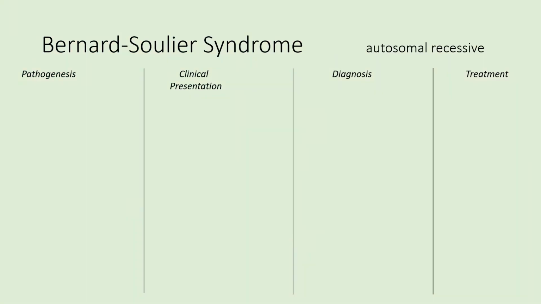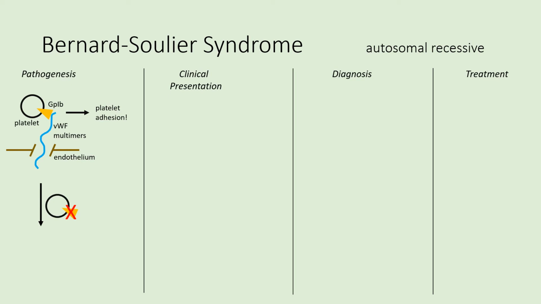Now let's move on to the inherited causes of platelet dysfunction. First is Bernard-Soulier Syndrome, which is an autosomal recessive disorder leading to a defect in the GP1B glycoprotein. This glycoprotein binds von Willebrand factor and is an essential step in platelet adhesion to the site of injury. Without a functional GP1B, platelets cannot adhere to von Willebrand factor and platelet plug formation does not occur.